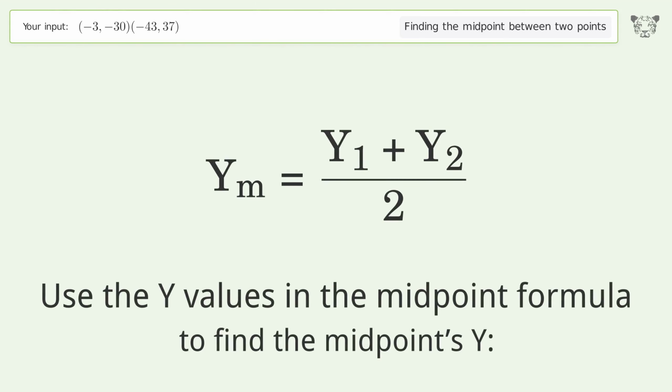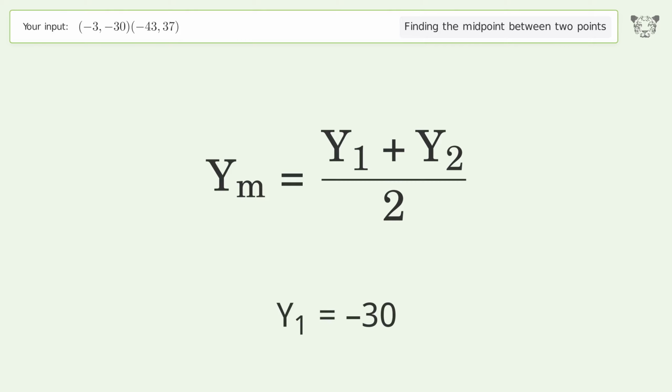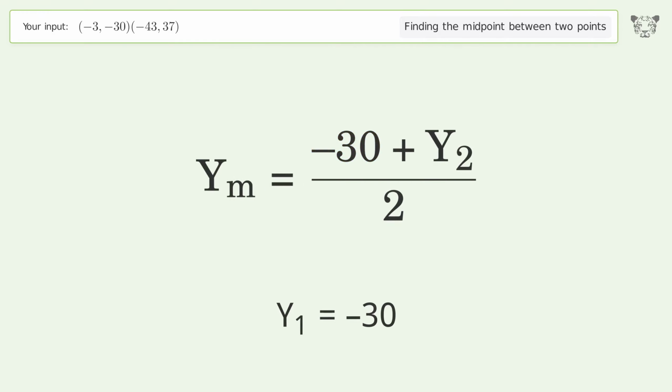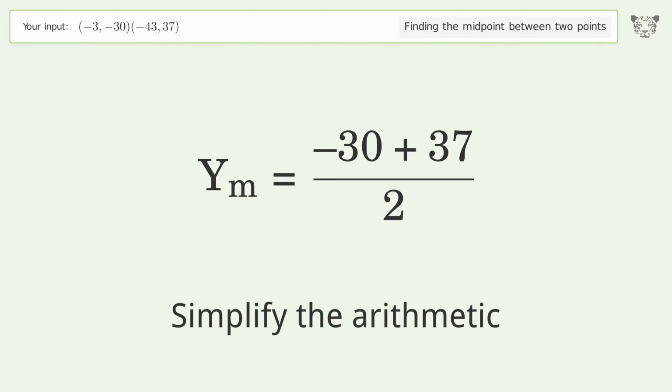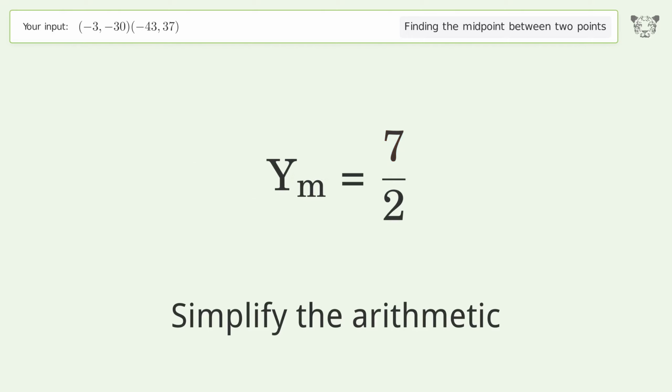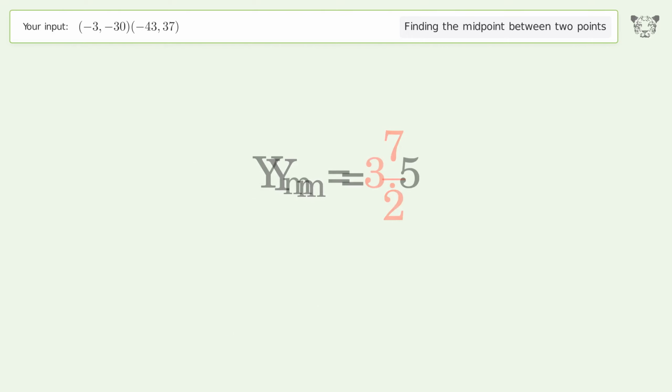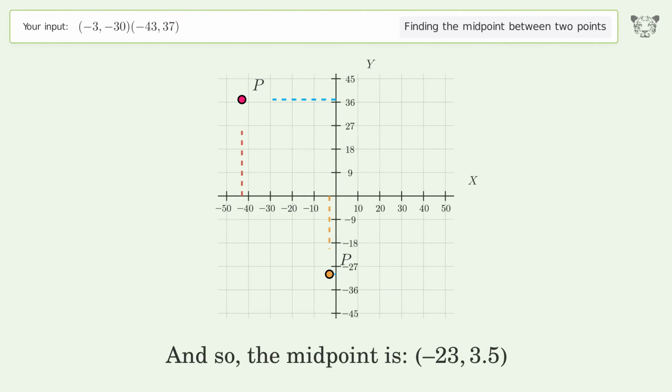Use the y values in the midpoint formula to find the midpoints y. y1 equals negative 30. y2 equals 37. Simplify the arithmetic. And so, the midpoint is, negative 23, 3.5.